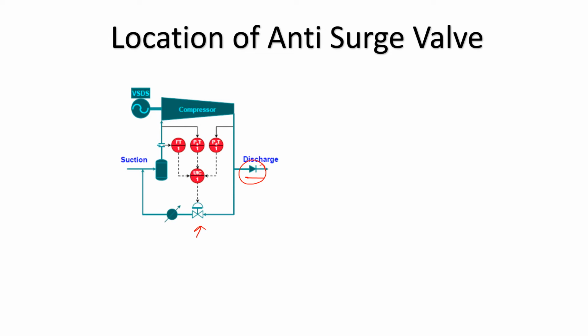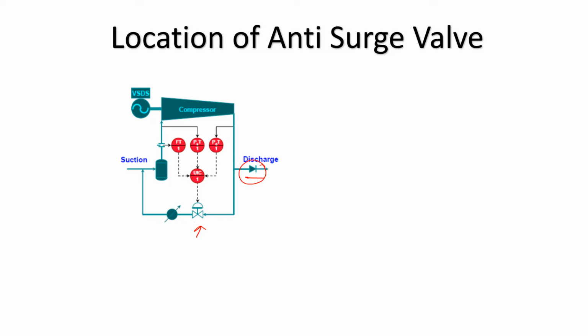So this is a normal philosophy that has been followed. Also, if there is a requirement of a cooler, the cooler can be located at the downstream of the anti-surge control valve, so that the moisture and the liquid do not damage the valve, right?